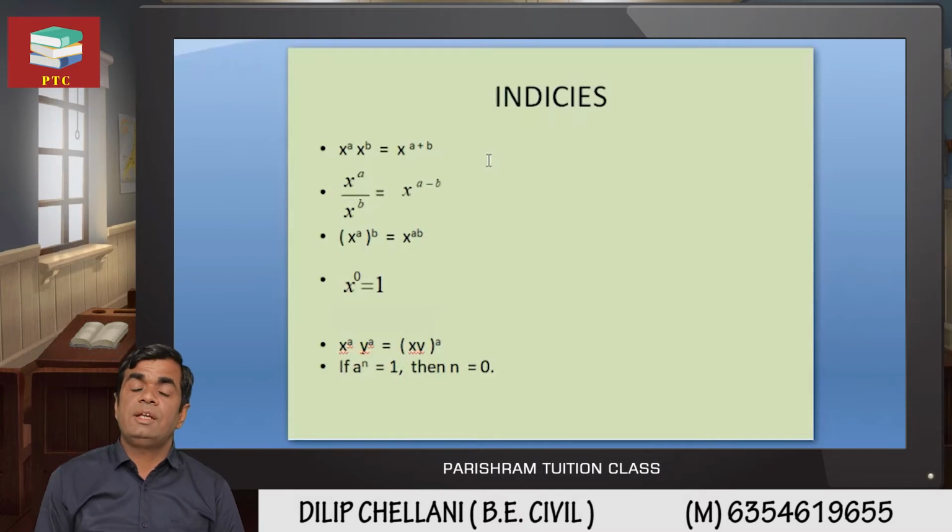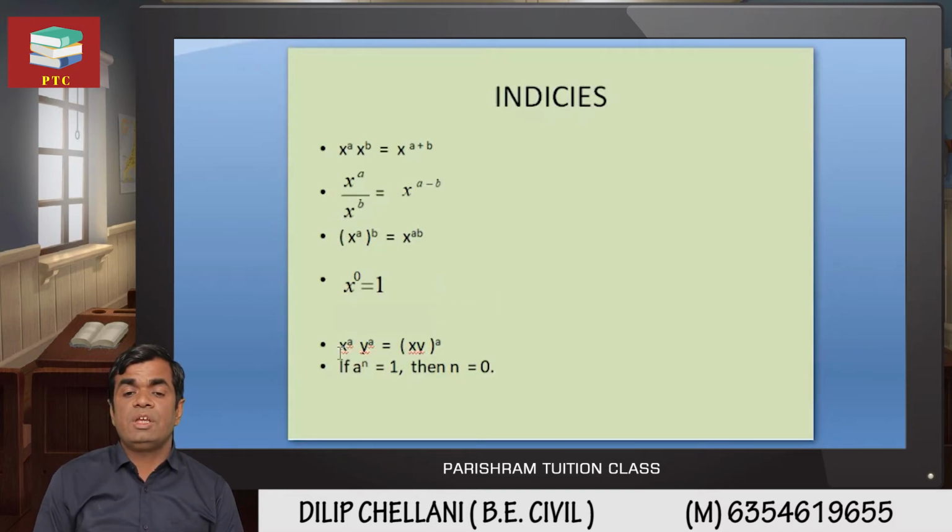Suppose it is given that x raised to 7 upon x raised to 3. So it would be x raised to A upon x raised to B format, meaning x raised to A minus B. If power to the power is given, for example x raised to A raised to B, that would be equal to x raised to AB. Any number raised to 0, suppose x raised to 0 is given to you, that would be equal to 1.